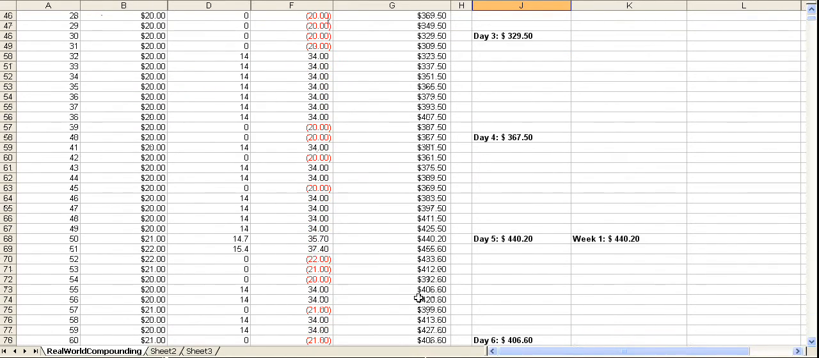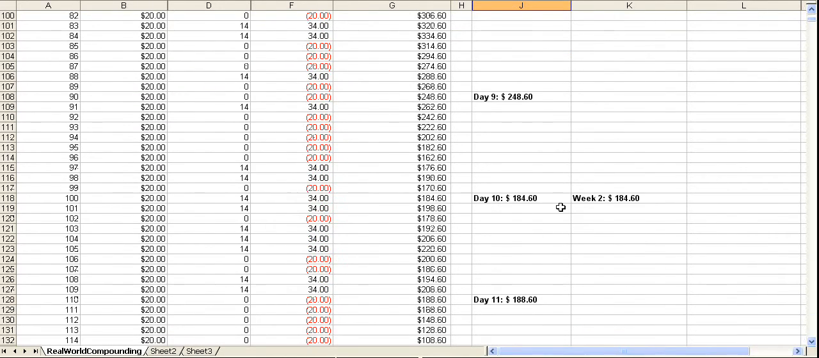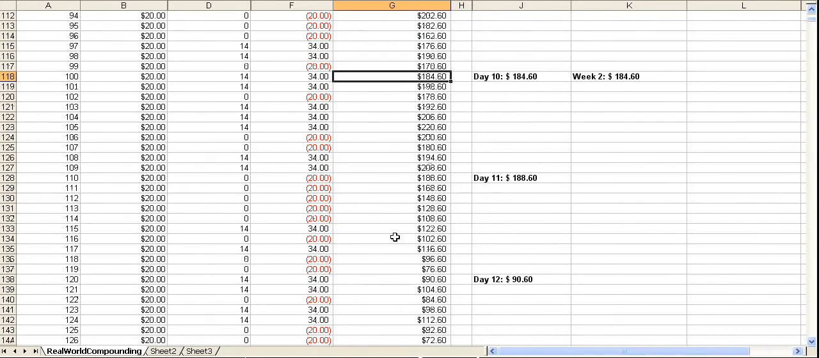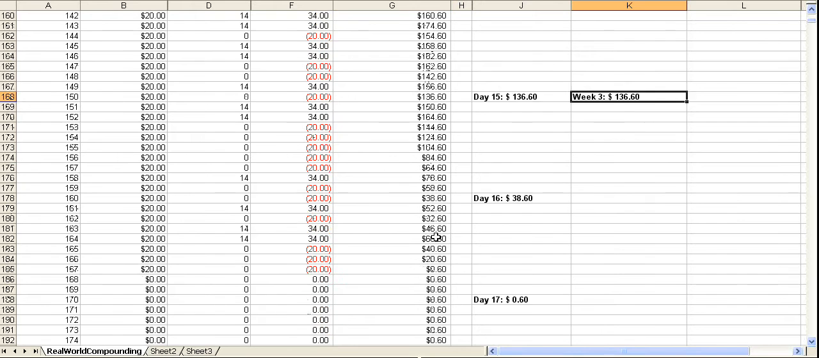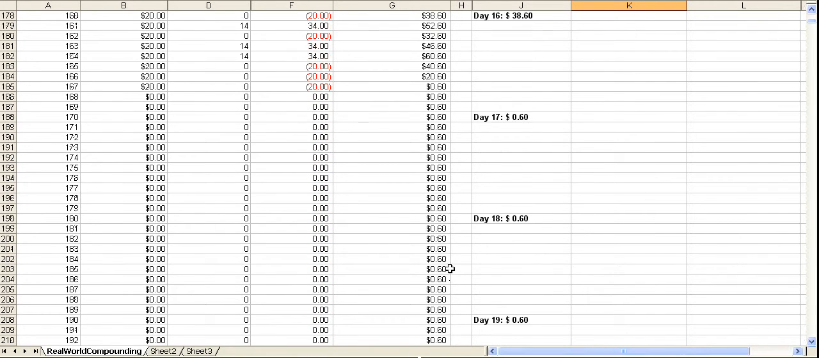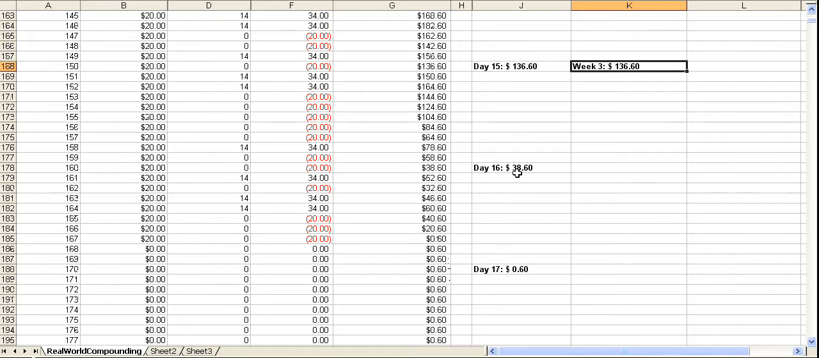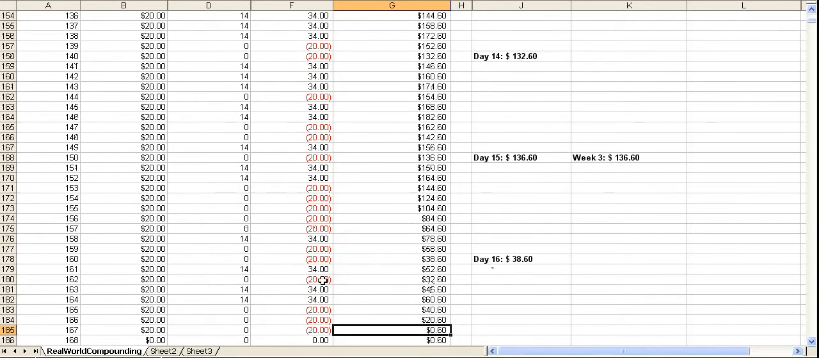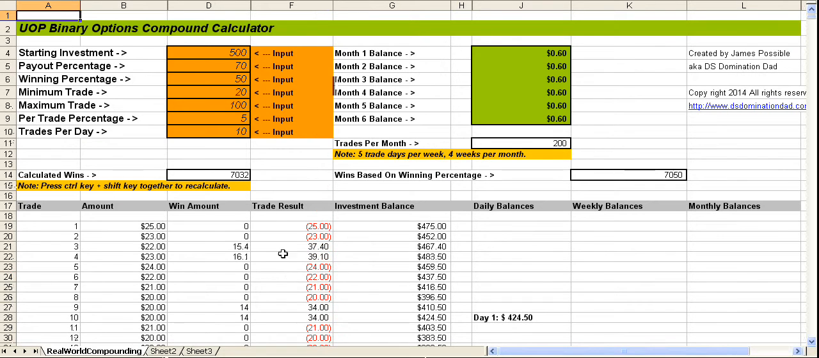And let's look at that. There's week 1, week 2, you're down to $184. Week 3, you're down to 136, and here we go. Looks like day 17 is where you drop down to 60 cents. So your account's gone from $500 to 60 cents in a matter of 17 days. All because you're trading, and your win-loss ratio, you're winning 50% of the time.